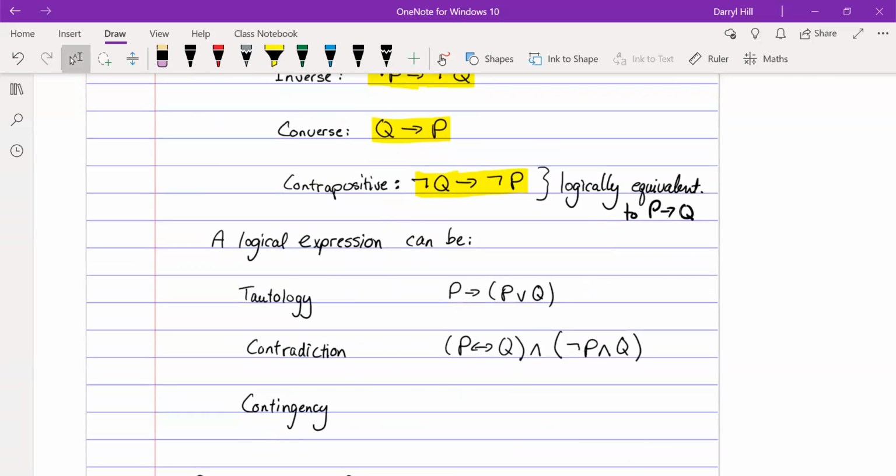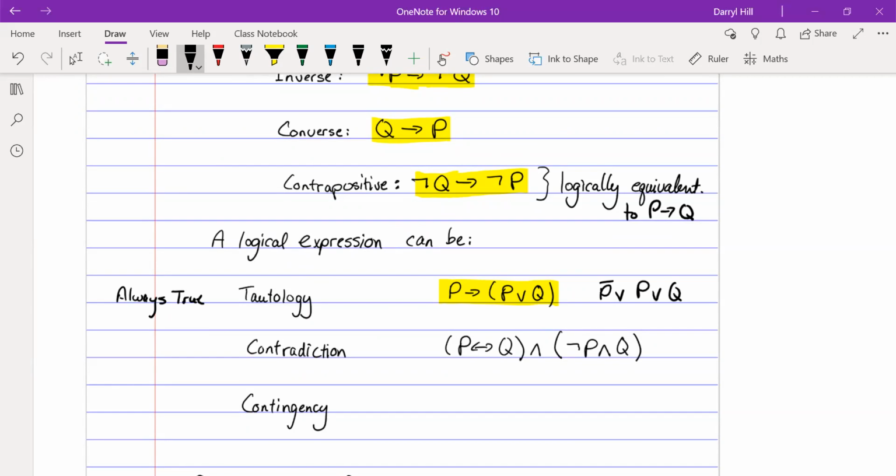A logical expression can be a tautology. So in this case, P implies P or Q. If we did implication equivalence, then this would be not P or P or Q. Is that a tautology? Yes, one of not P or P must be true, which makes the whole thing true. So tautology means always true, regardless of what values we give to P and Q.